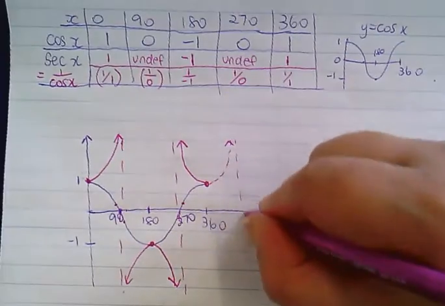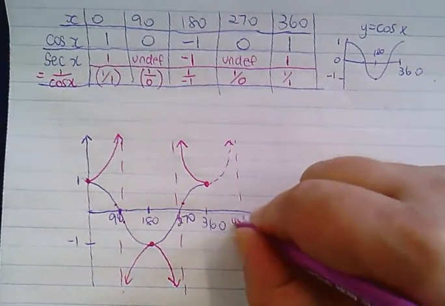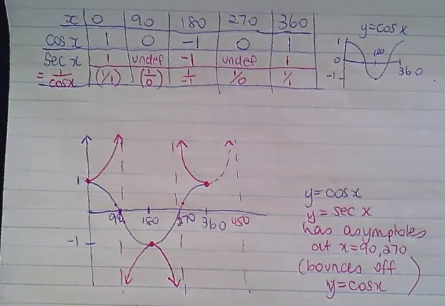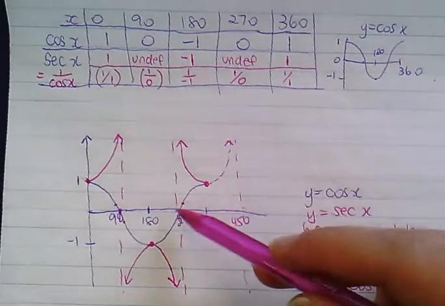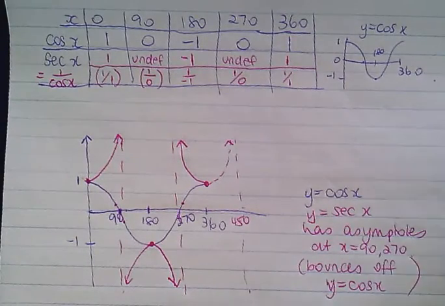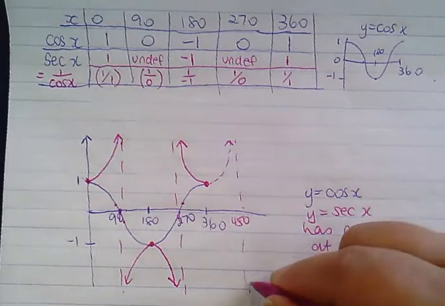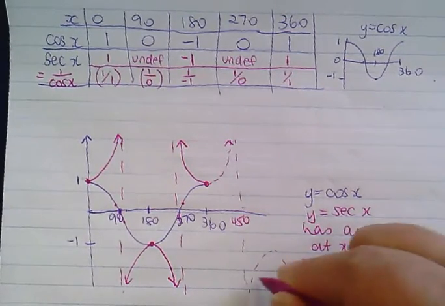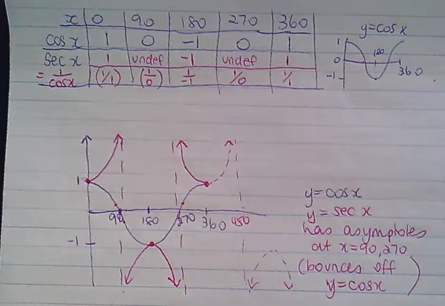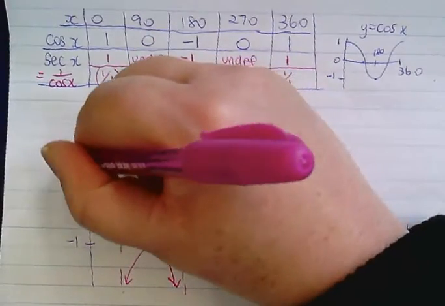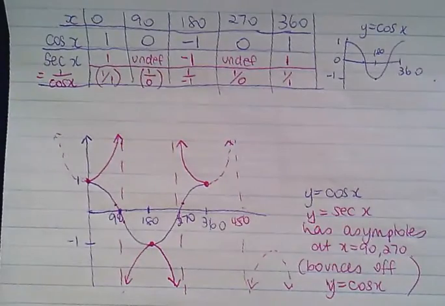If I were to continue this, the next asymptote would be at 450 and so on, another 90 degrees after the 360, but 180 from there. Okay? And then the next one here would go like that, if I were to continue it. And this would even continue back into negative angles, but we'll look more at negative angles next year.